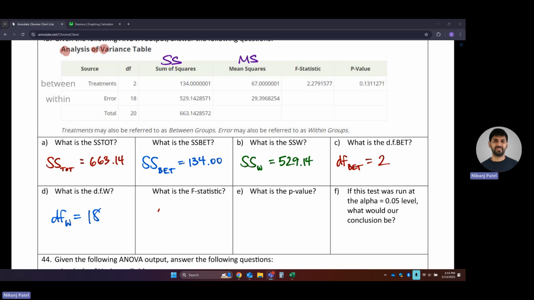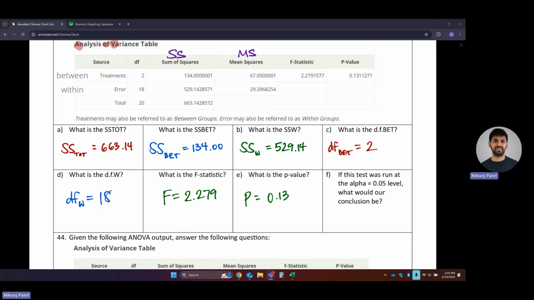What's the F statistic? That's really easy, just the number up here for the F statistic. And what's the p-value? There it is right there. Those two last numbers are important, and all you have to do is locate them. Our F statistic is 2.279, and there are of course more digits. On the final exam, your answer choices will have a set number of decimals so you know how many decimals to round to. Our p-value here is going to be 0.13. Of course, there's more. We'll leave it at that.